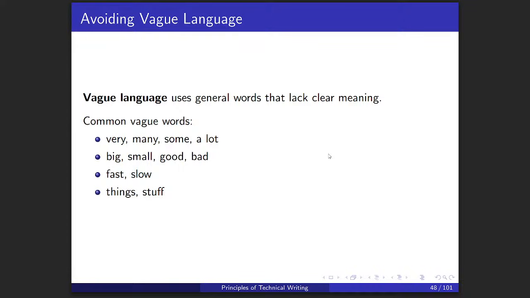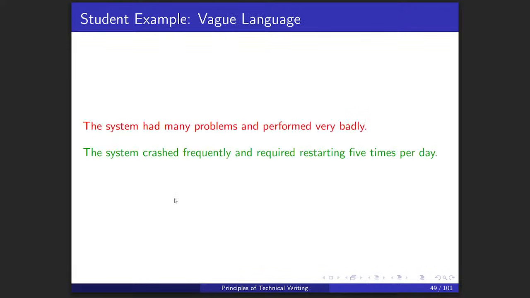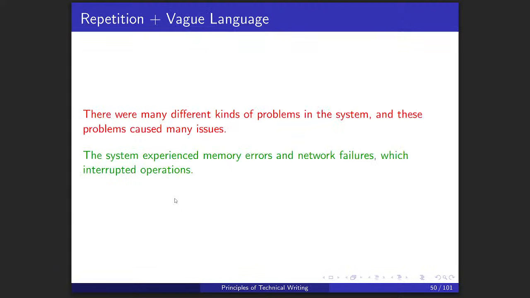So, avoid vague language. Vague language uses general words that lack clear meaning. Some vague words are very, many, some, a lot. If you avoid these, the paper will be very clear. I'm not speaking all of this out, so try to understand it. Now, repetition plus vague language.